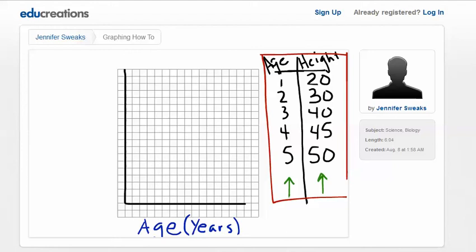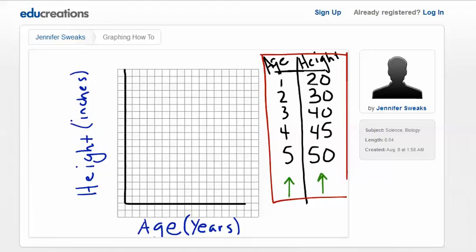Now we can put our dependent variable, which is height, along our y-axis. And once again, we have to include our unit of measure here. Is this centimeters? Is it inches? Is it feet? Well, for our purpose today, we'll just say it's inches.